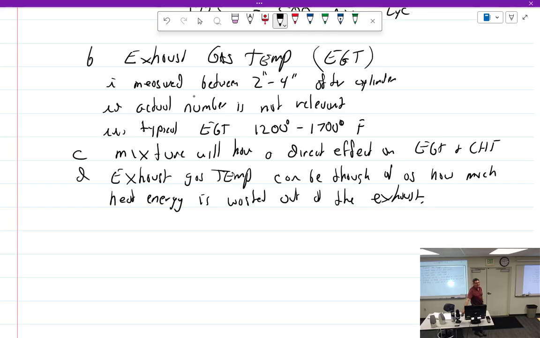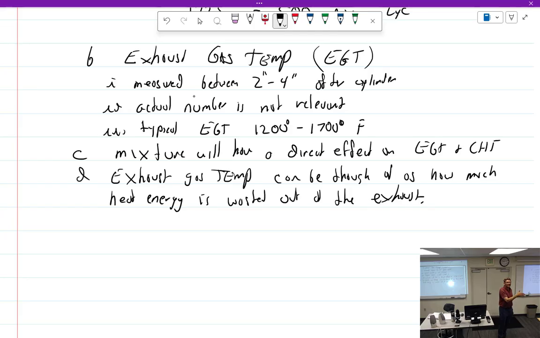All right, so why do the EGTs jump up when I just turned off my mag? Single flame front. It's taking longer to burn because now it's a single flame front.